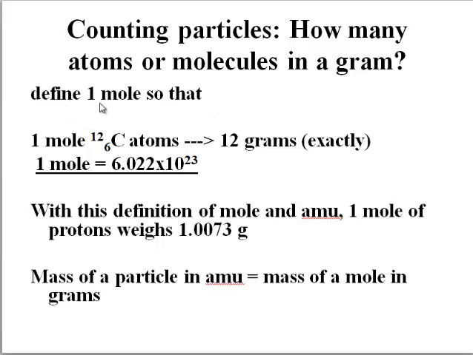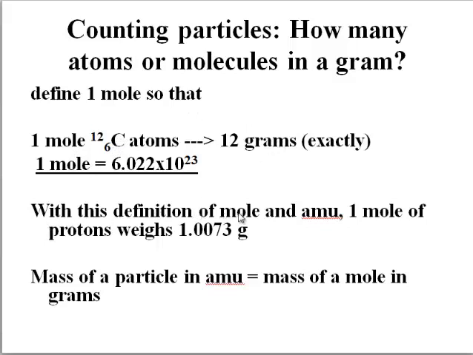This is accomplished by defining 1 mole so that 1 mole of carbon-12 atoms equals exactly 12 grams. In other words, a mole is a number of stuff, whatever it is you're counting. And in this case, a mole of carbon-12 atoms weighs 12 grams. The number that makes that work out is 6.022 times 10 to the 23rd, to 4 significant figures. So 6.022 times 10 to the 23rd carbon-12 atoms has a mass of 12 grams.